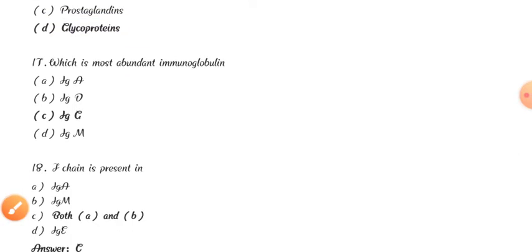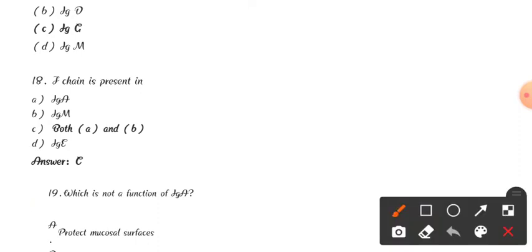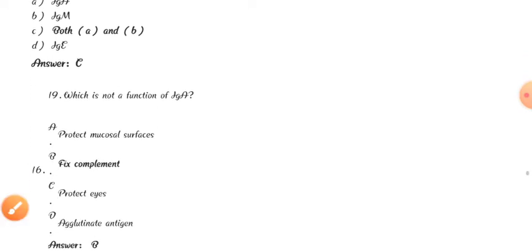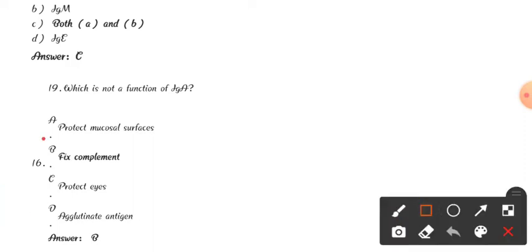Now question number 17: which is the most abundant immunoglobulin? So friends, IgG is the most abundant immunoglobulin. Now question number 18: J chain is present in option C, that is both A and B, IgA and IgM, the correct answer. Now question number 19: which is not a function of IgA? So friends, option B, fixes complement. So fixes complement is the correct answer.